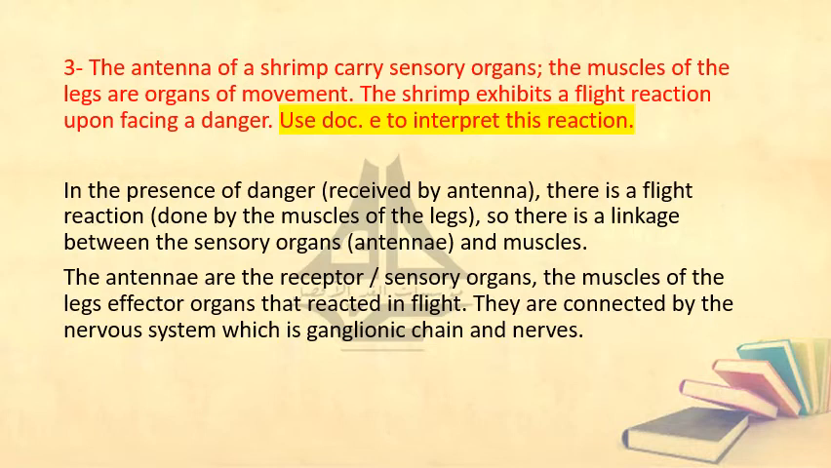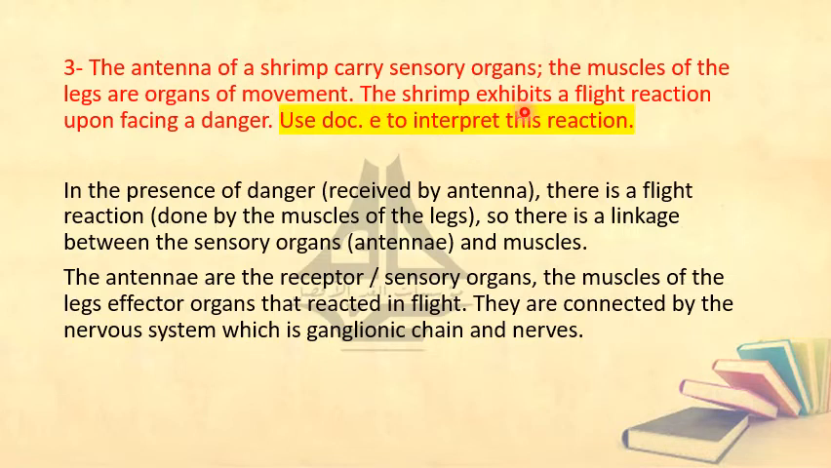So, do you think communication also exists in the invertebrates concerning their nervous system? Of course, yes. Here is an example about the first role of the nervous system, which is communication. Let's see where the communication was in such an example. The antenna of a shrimp carries sensory organs. The antenna is the one that allows the shrimp to receive any message, any stimulus, so the antenna are considered the sensory organs. And the muscles of the legs are organs of movement. The muscles of the legs of the shrimp are the motor or effector organs that allow movement.